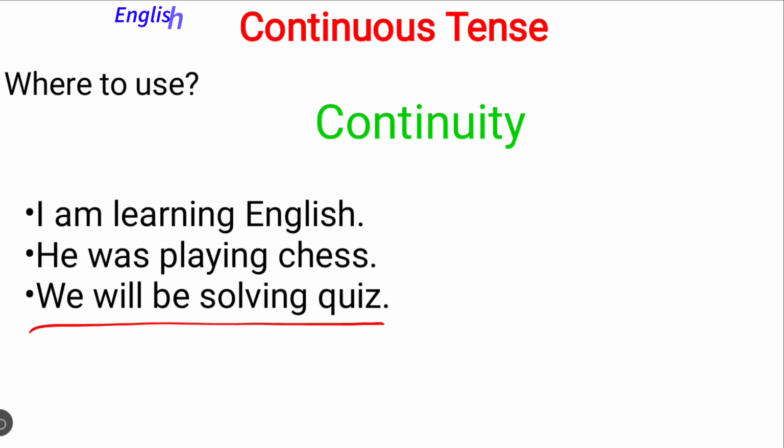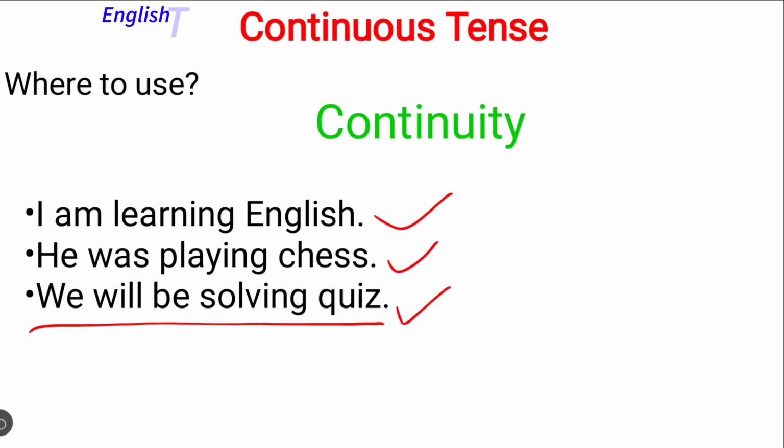We will be solving a quiz. We just talked about the quiz. So at the end of the video, we will be solving a quiz and at that time, our action of solving the quiz will be in progress. So we can use it in continuous form as well. So continuous tenses, we got present, past and future. So finally, we knew what is actually continuous tense and where we can use it.